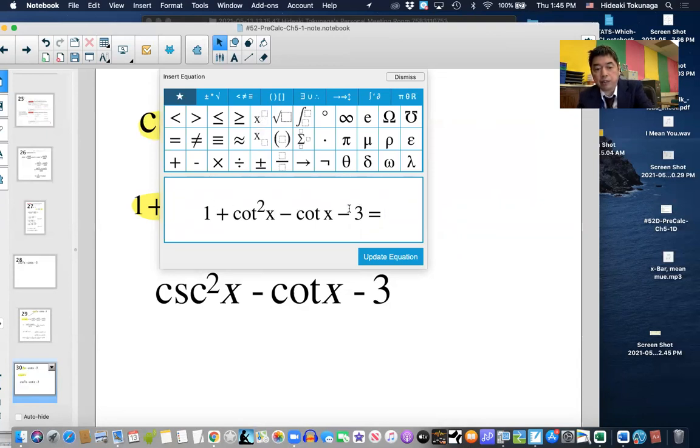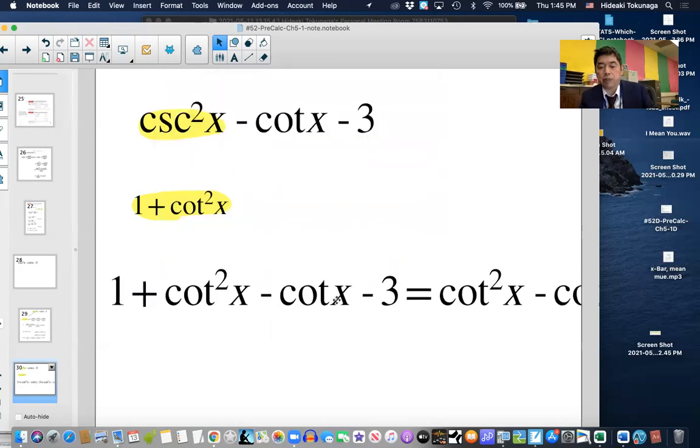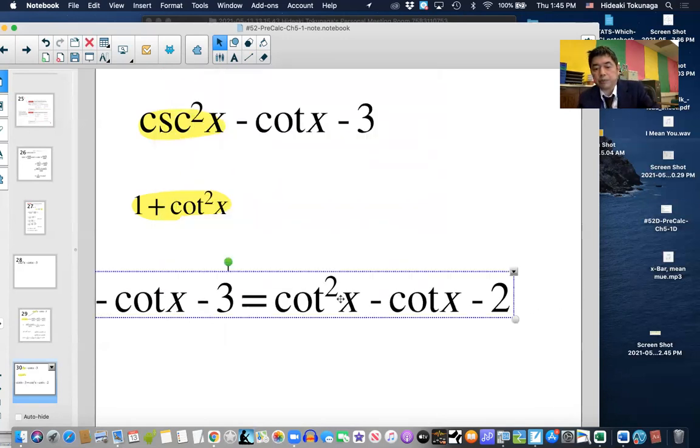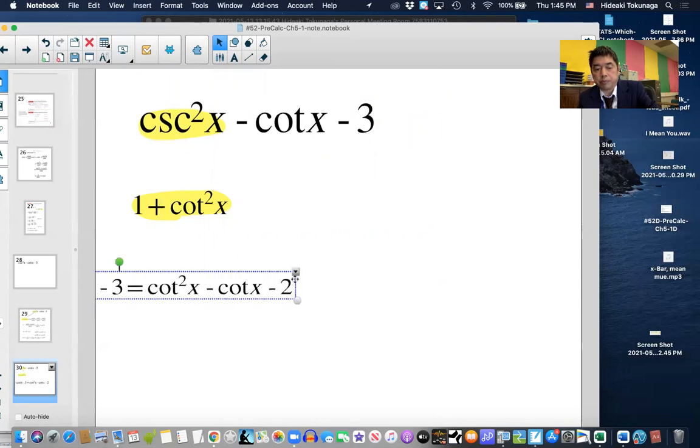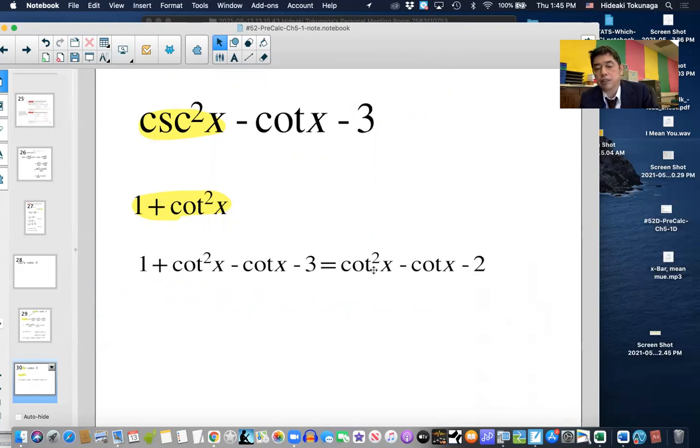Now collect like terms. It's going to be 1 minus 3, which is negative 2, and leading coefficient, cotangent square x minus cotangent x, and 1 minus 3 is negative 2. So this is the expression. Now, the goal in this class is to factor this. It's a little bit confusing to see a cotangent expression here, right?